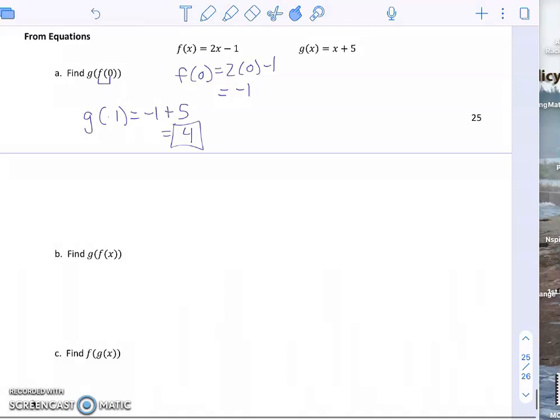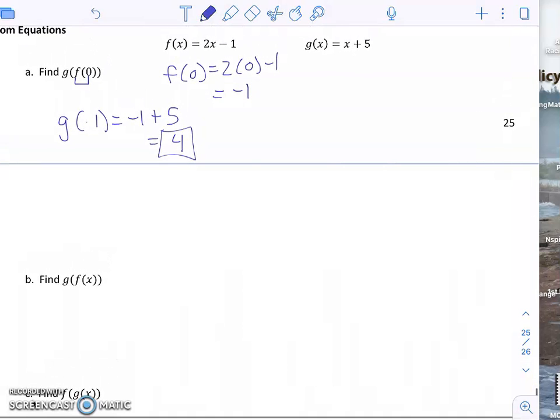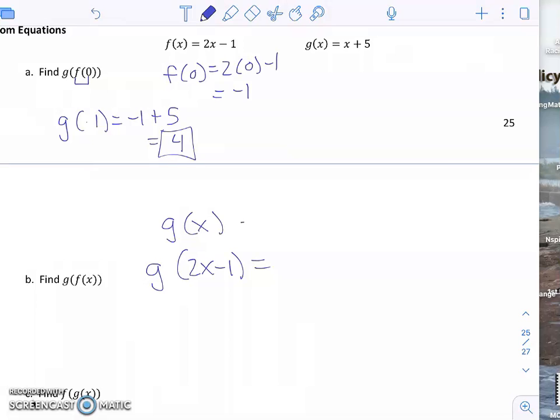And then if we take a look, f of g of x. Again, this is saying we're going to take the entire function and plug it in. So I write that, g of x is x plus 5. So I'm going to replace that x with 2x minus 1 plus 5. So that's 2x plus 4.